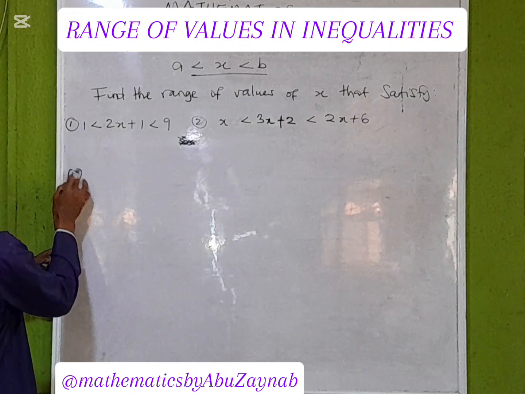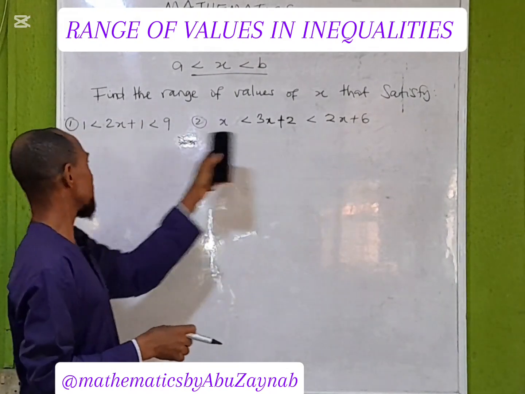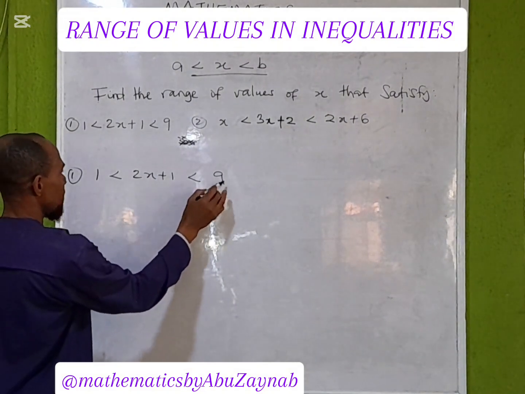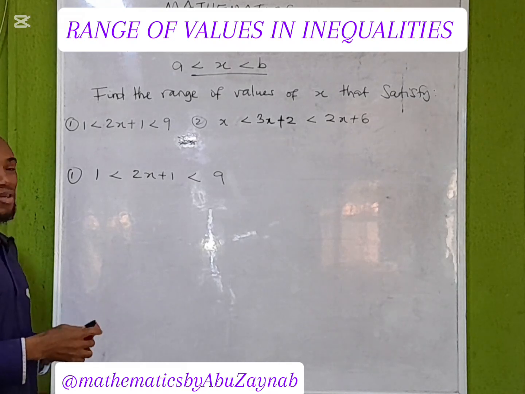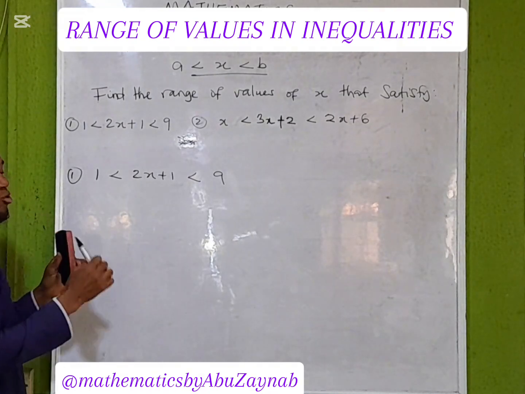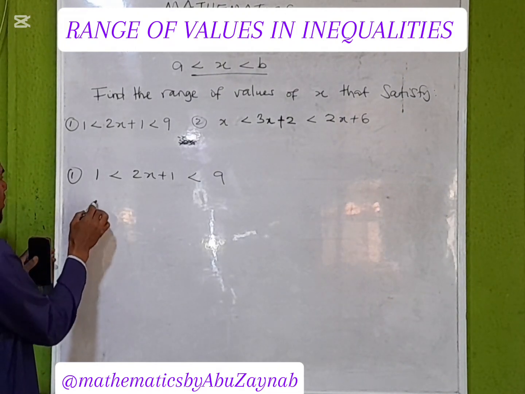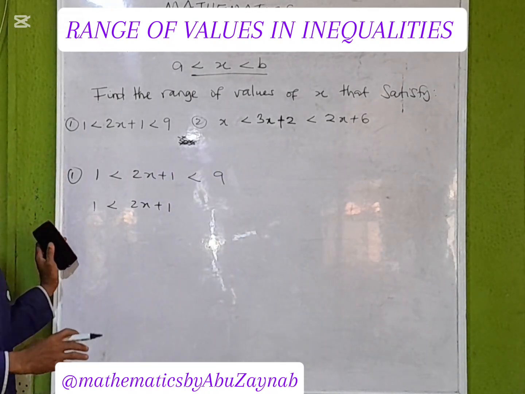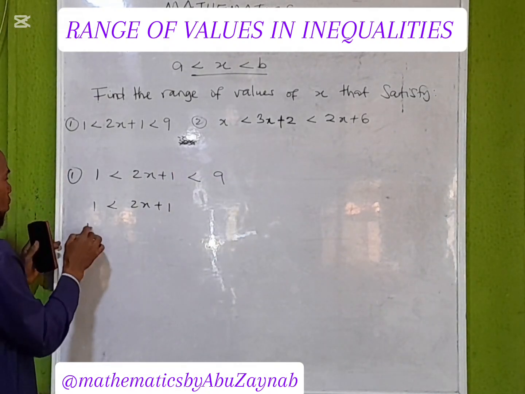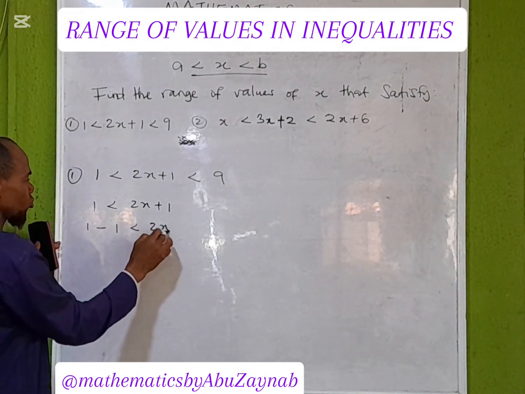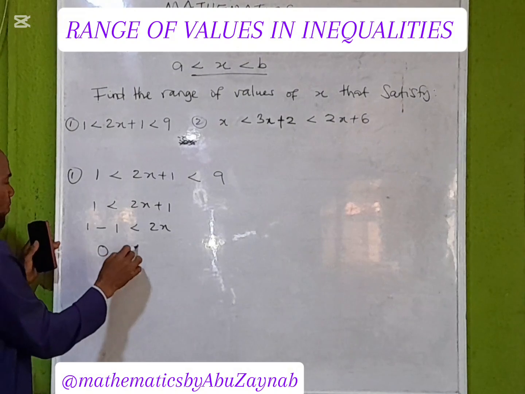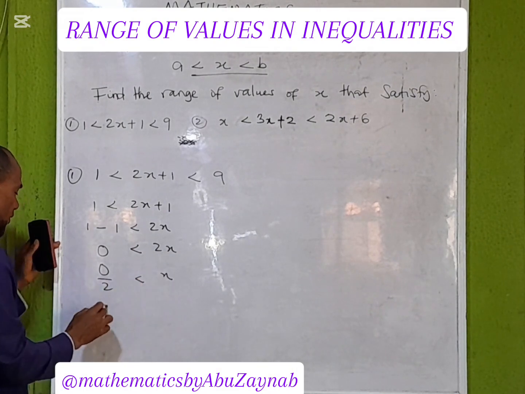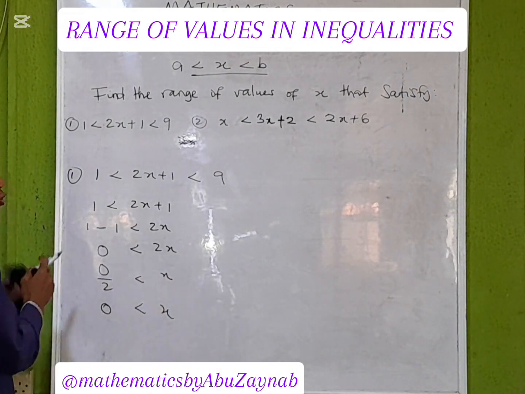Question 1 says, we should find the range of values of X that satisfy this inequality. We have 1 less than 2X plus 1 less than 9. This actually is 2 in one statement, so we're going to break it down into the two distinct statements. The first one is to say that 1 less than 2X plus 1. We neglect the other part, which is less than 9. Hence, we solve this normally, which is 1 minus 1 less than 2X. 1 minus 1 is 0 less than 2X. Therefore, 0 over 2 less than X. Hence, 0 is less than X. That is one part of it.